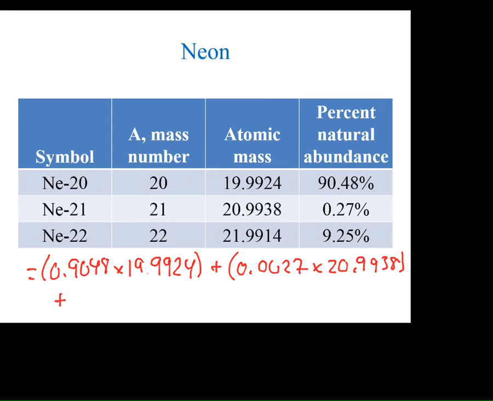plus the next isotope. So somebody else, 9.25. How would I turn that into a decimal? 0.0925. Again, so abundance times mass, and its mass is 21.9914. So try that out in your calculator, add it all together, and hopefully you'll get about 20.18, whatever the table said, right?